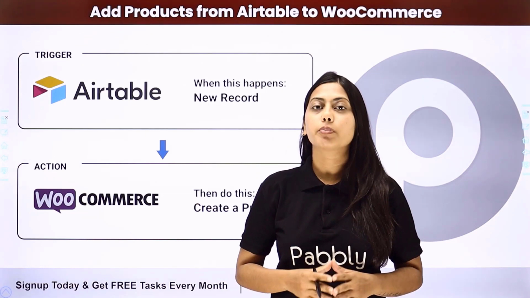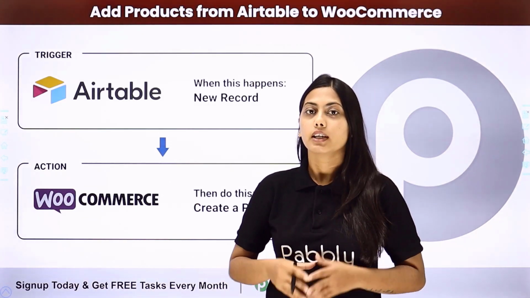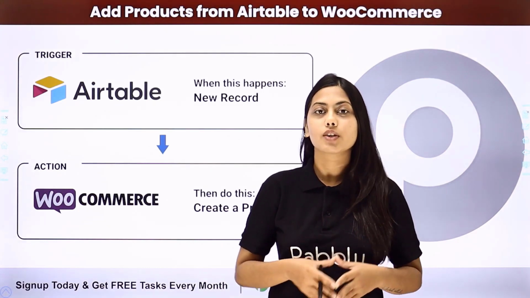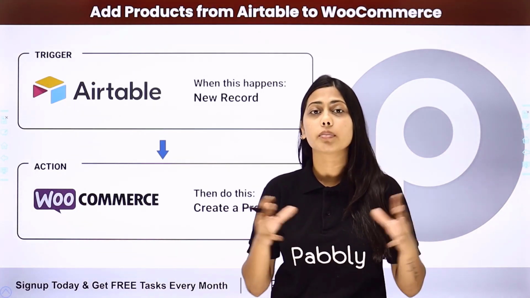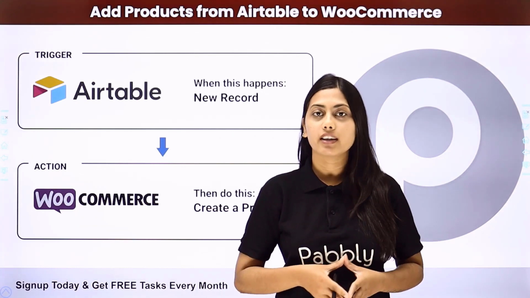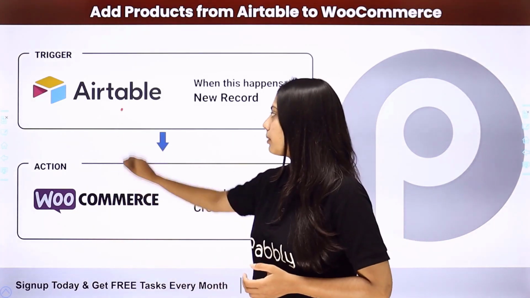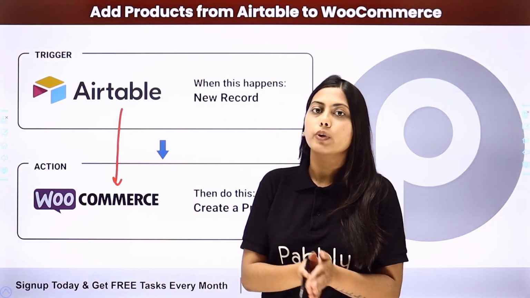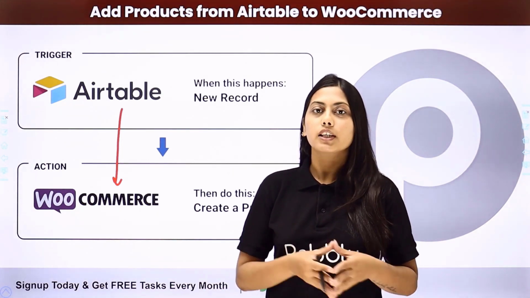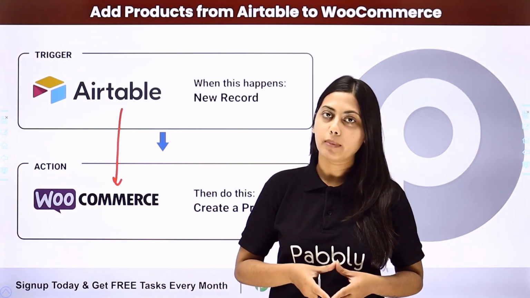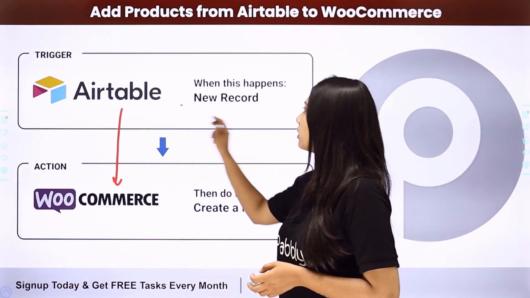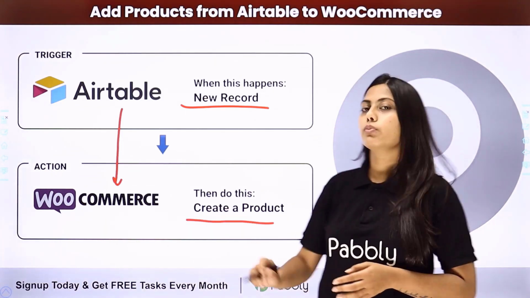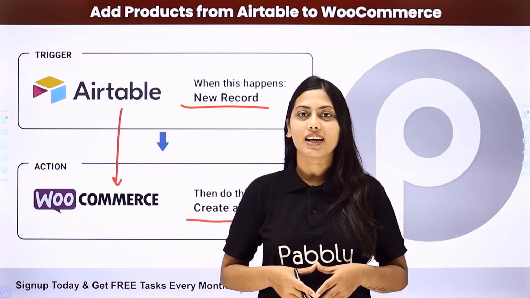If you want to create products in WooCommerce every now and then, you have to do it manually again and again. Rather, I would like to suggest using this automation where you can collect all the information related to that product in your Airtable record and integrate Airtable and WooCommerce in such a way that when a new record is added in Airtable, the product gets created in WooCommerce. This automation can be created with the help of Pabbly Connect, where our trigger will be the new record created in Airtable and our action will be to create a product in WooCommerce. Let us learn how to do that.